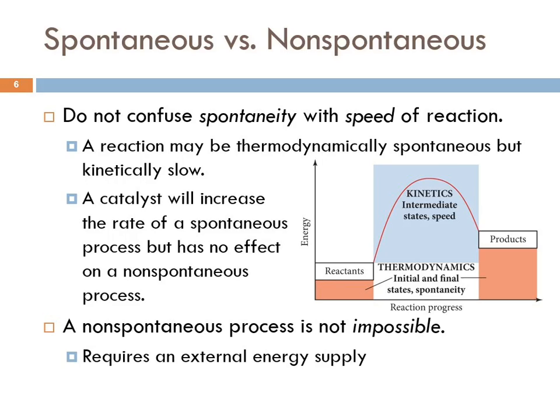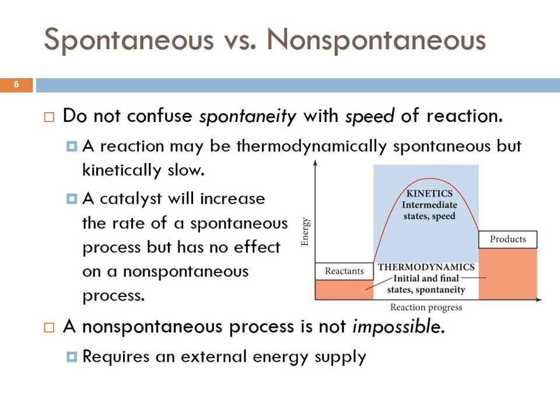So, spontaneity and speed of reaction are not the same thing. You can have something that's thermodynamically spontaneous, it happens on its own, but it can be kinetically slow. So the example in the textbook is the form of carbon known as graphite is more thermodynamically stable than diamonds are. So diamonds are slowly turning into graphite.